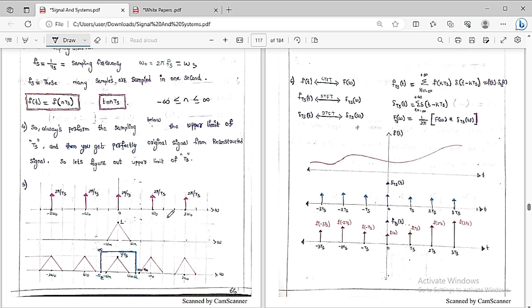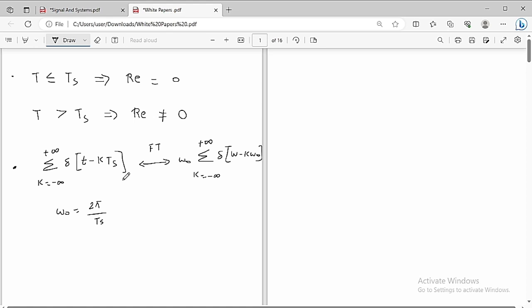So in the frequency domain, we are going to get impulses like this at 0, 1 omega naught, 2 omega naught, and so on. So this is the frequency domain. Suppose I take some signal f of t. Let me take some signal f of t here.